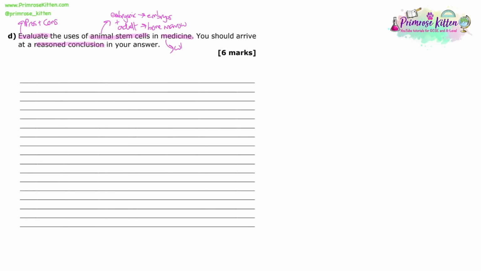Because this is a 6 marker and it's an evaluate, we have to arrive at a reasoned conclusion. So you have to state your opinion at the end, and it has to be reasoned with some facts, some evidence. You have to justify it: say, I think this because, and give some reasons. We're going to be comparing adult stem cells and embryonic stem cells, so you're probably going to have to pick which one you think should be used for medical treatments and why. So we need to think about what we can remember about the pros and cons of each, and then decide which one we think would be used and why.